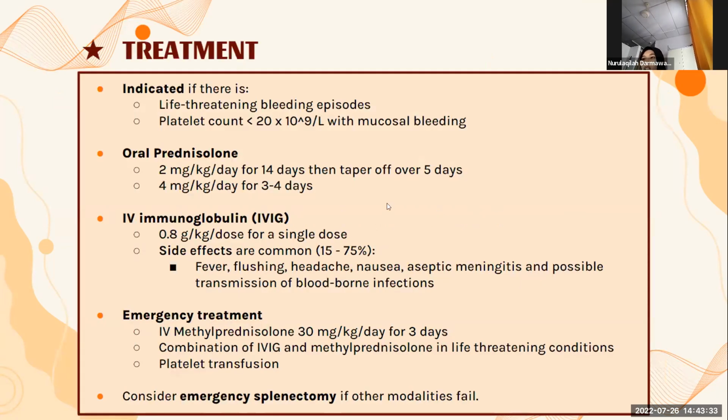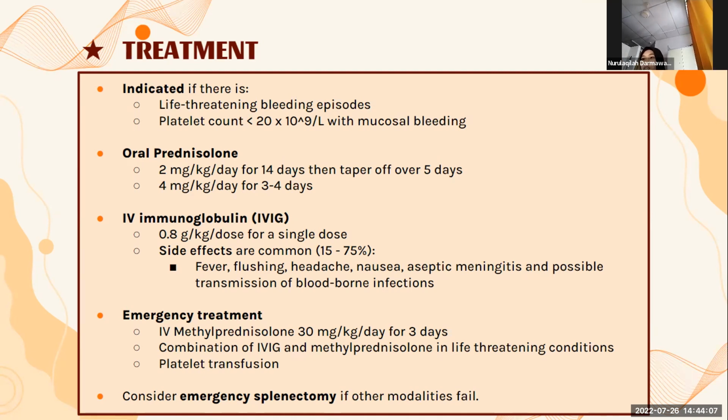Okay, so the treatment that can be given for a patient with ITP is usually indicated if there is a life-threatening bleeding episode or platelet count less than 20 with mucosal bleeding. The treatment of choice includes oral prednisolone and IV immunoglobulin, IVIG. Usually for oral prednisolone, we will give 2 milligram per kg per day for 14 days, and then we taper off over 5 days. Or we also can give 4 milligram per kg per day for 3 to 4 days.